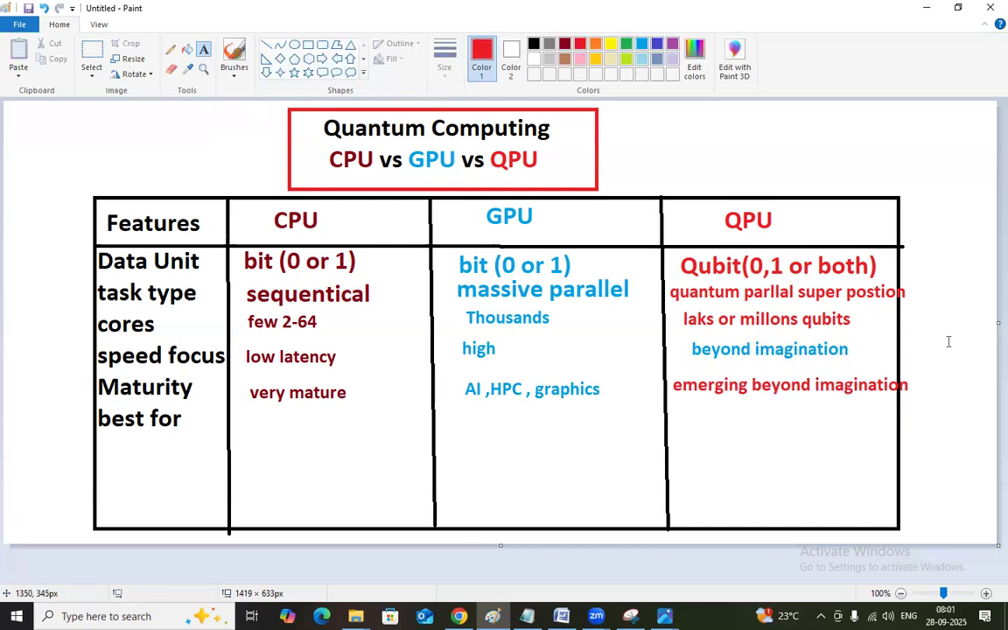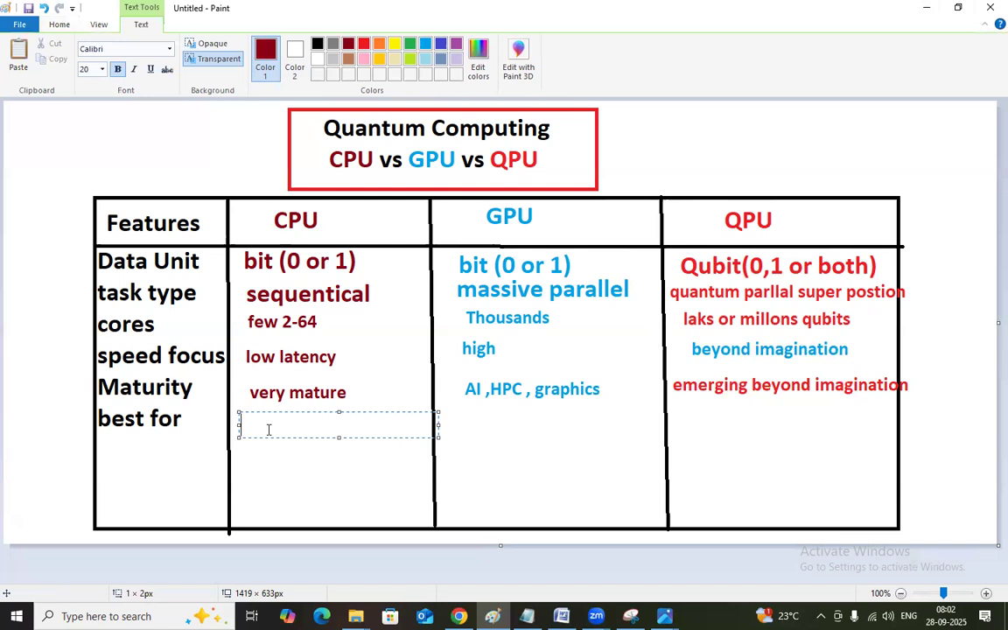CPUs are best for general computing. You can develop full stack applications, you can do operating system level tasks, whatever tasks you are giving. This is going to be very fine for that. General computing, this is very fine.